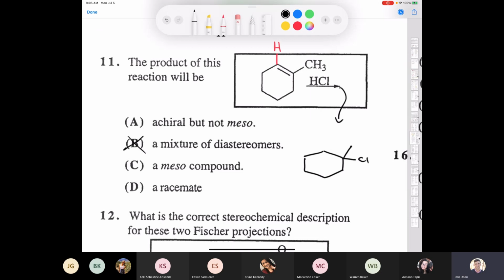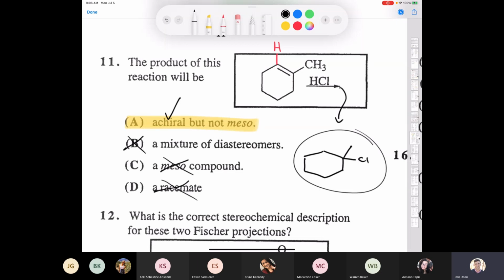So is this going to give you a mixture of diastereomers? No. Let me ask you this. Is there a chiral center in this molecule? No, absolutely not. There is no chiral center in this molecule. So this compound is achiral, and it's not a meso compound, because in order for a compound to be meso, it's got to have two or more stereocenters and a plane of symmetry. There are no stereocenters whatsoever. This must be the right answer. If you look at C, it's definitely not a meso compound, and it doesn't have a chiral center.